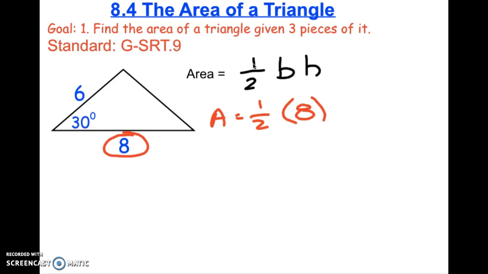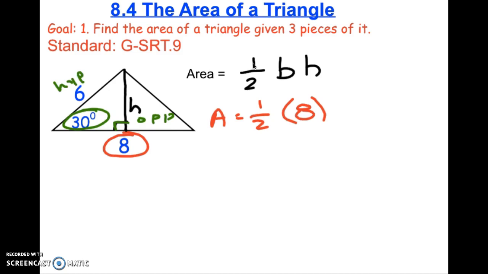The height we need to find. So if we drop in an altitude perpendicular to our base, we find our height would be that side. Now to find the value of that height, we're going to take advantage of the right triangle we have here using the 30 degrees. The height is going to be the opposite side. The 6 is going to be the hypotenuse in that right triangle.